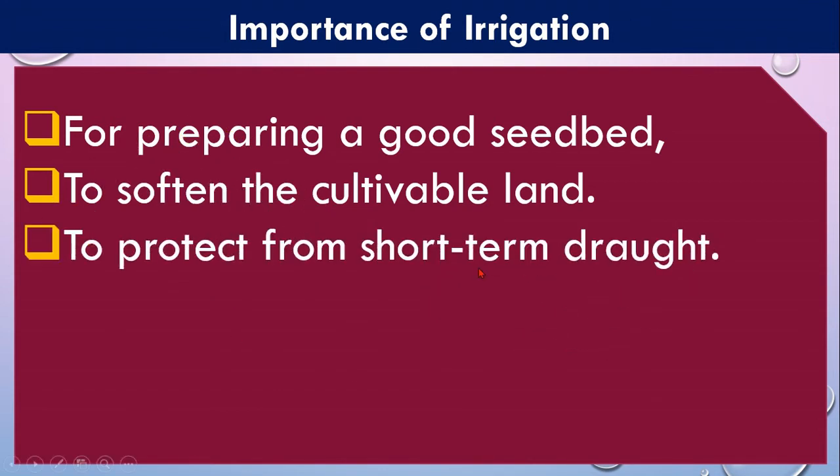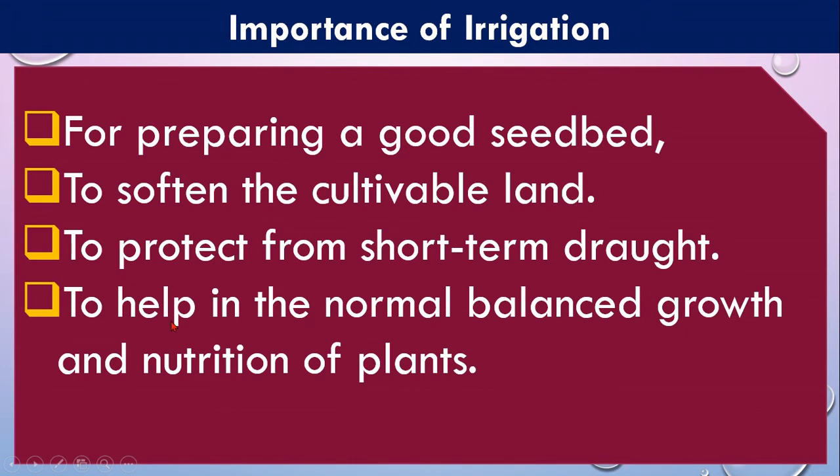To protect from short-term drought. That means when there is no rainfall, that time drought occurred. But if we apply irrigation, that time irrigation protects the land or crop from the short-term drought. To help in the normal balanced growth and nutrition of plants.